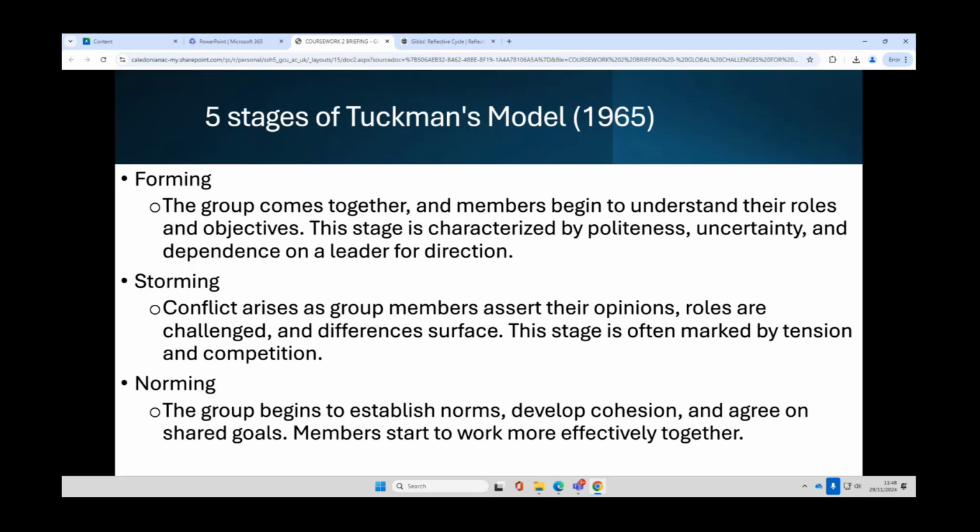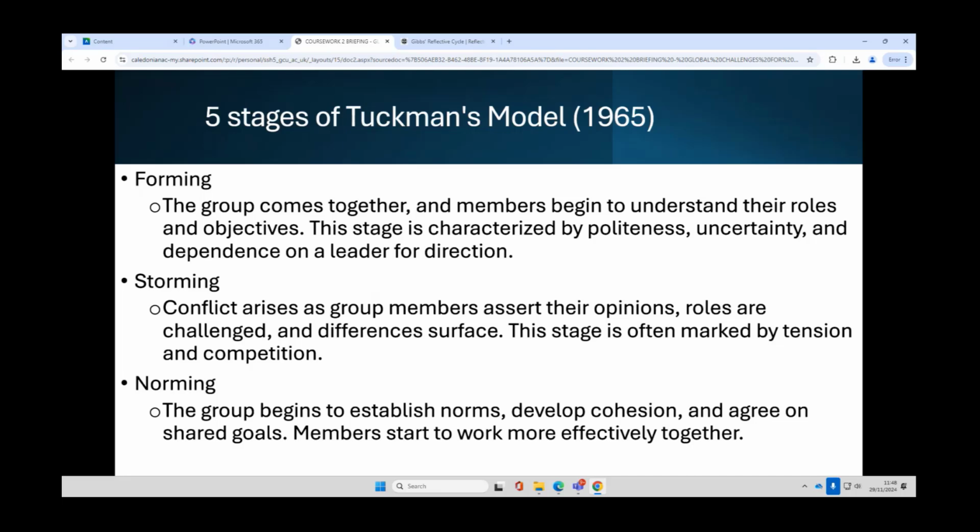Now, finally, what can you do to be able to understand if you had this knowledge before? I've deliberately put this at the end because you can use this now to create something for you in the future. So, the 5 stages of Tuckman's model of team development. The first one is forming. When the team comes together, members don't know each other.